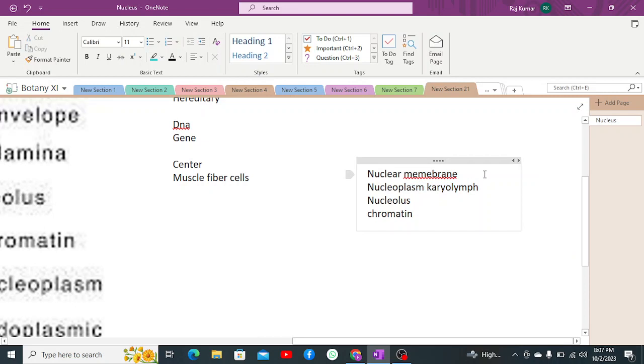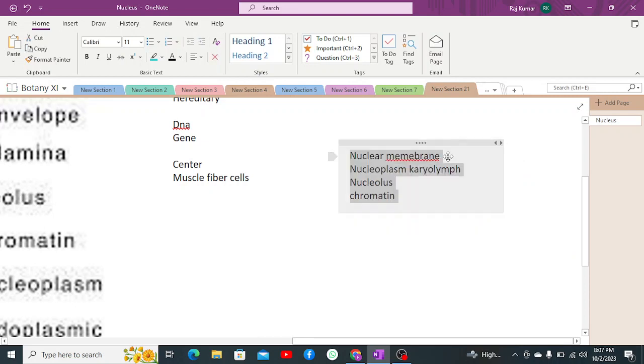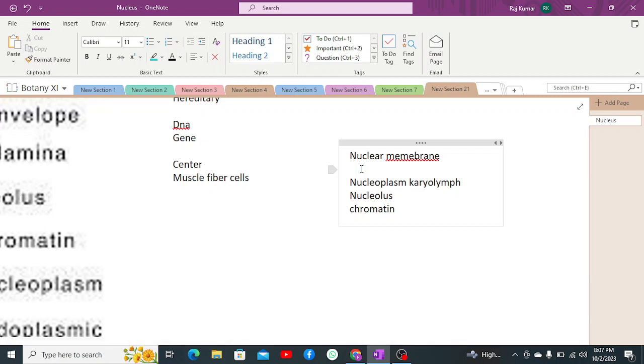Now coming to the structure. First, let us discuss the structure of the nuclear membrane. Nuclear membrane is a double membrane. There is an inner and outer membrane. Inner membrane and outer membrane are parallel to each other, which means they are not connected with each other, but at some intervals these are connected at several junctions, which are known as nuclear pores. As you can see in the diagram as well, there is a presence of nuclear pores.